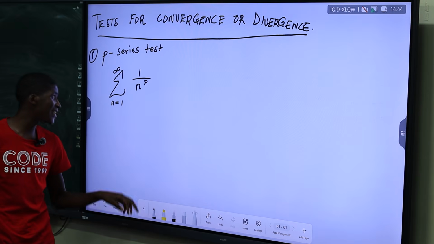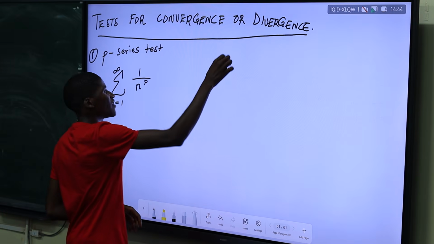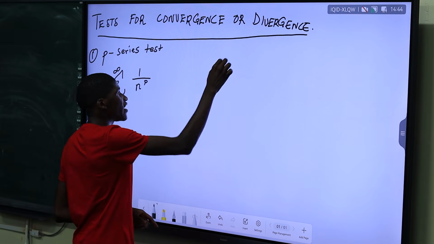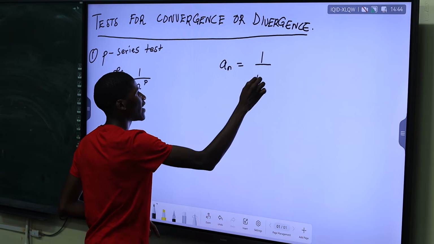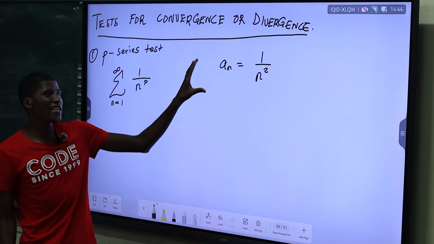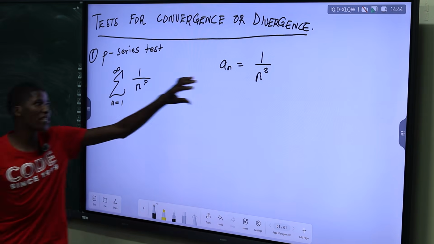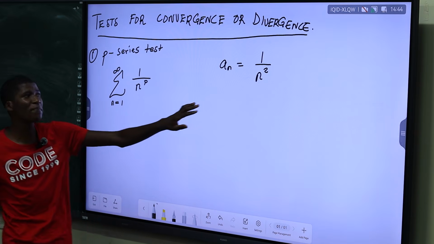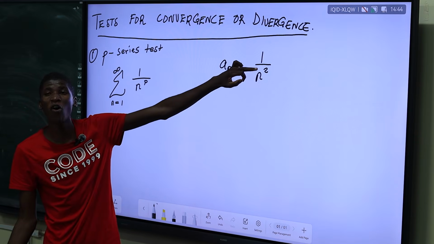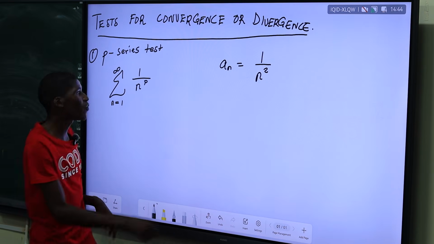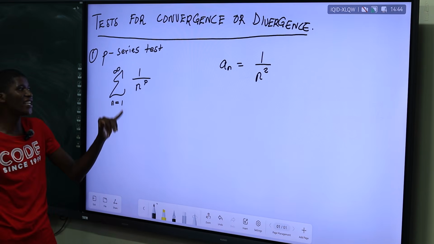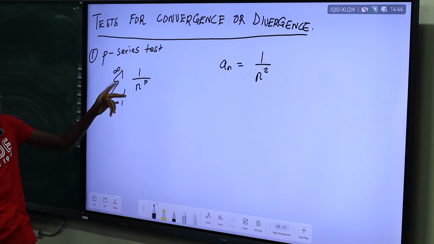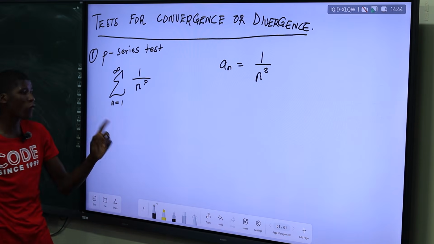For example, if I say I've got 1 over n squared, if I say the value of a_n is 1 over n squared, this is a p sequence. So the moment I put the sum like this, I'm finding a p series. So in a p series, you simply have n raised to the power of p, whatever number you have as p here.